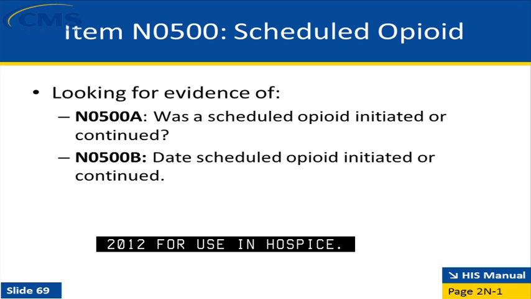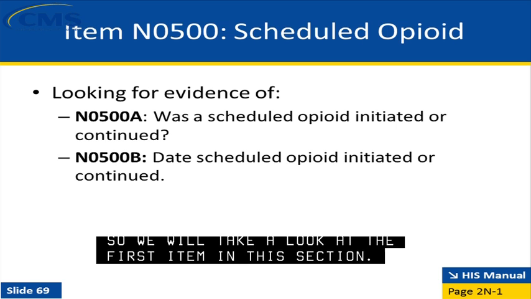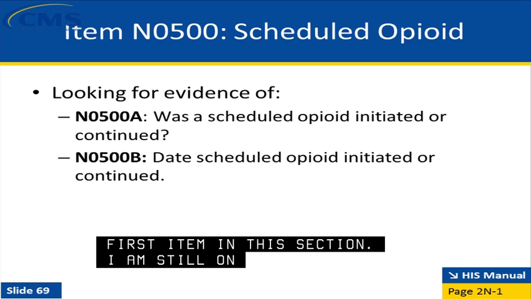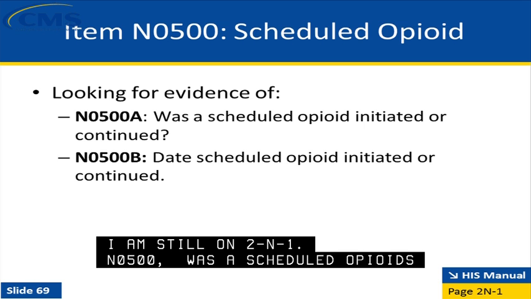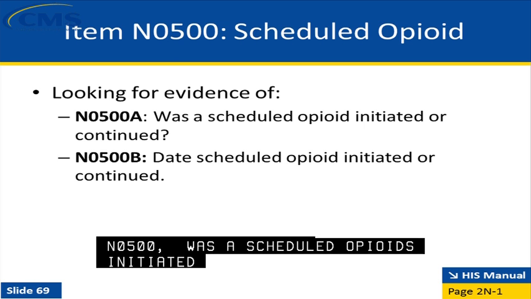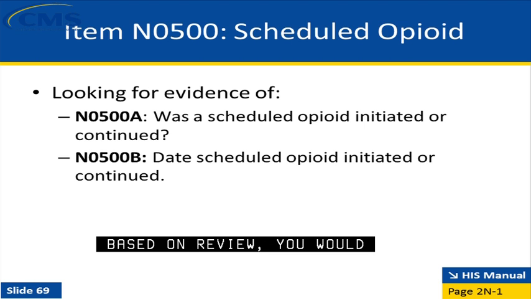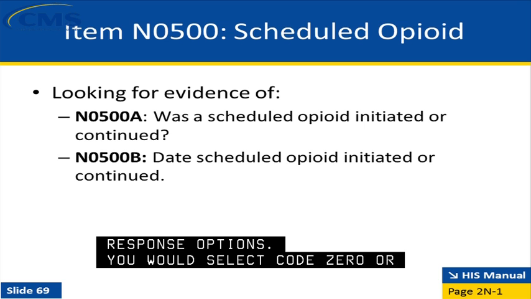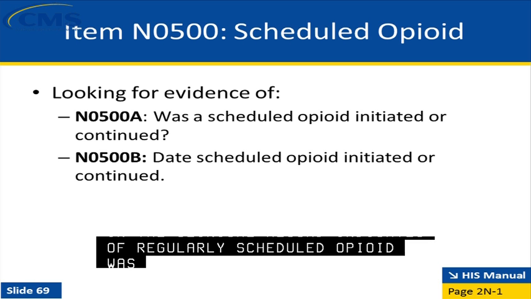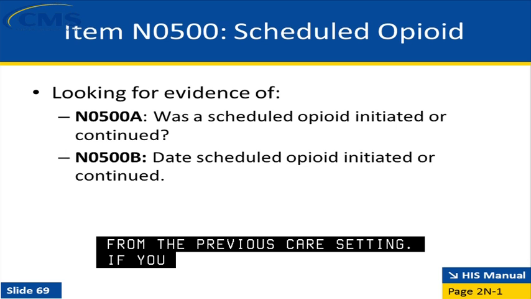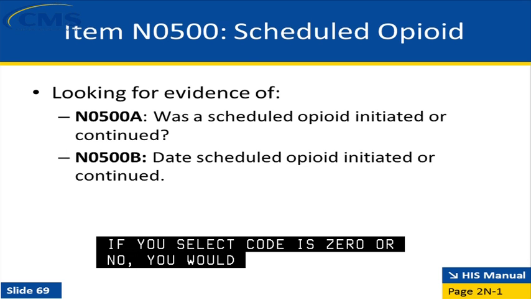So we'll take a look at the first item in this section, and in your manual, I'm still on page 2N-1. The first item is N0500. N0500 asks, was a scheduled opioid initiated or continued? And based on a review of the clinical documentation, you would choose one of the two possible response options. You would select code 0 or no if the clinical record indicates that a regularly scheduled opioid was not initiated or continued from a previous care setting. And if you selected code 0 or no, you would then skip to item N0510, which asks about PRN opioids.